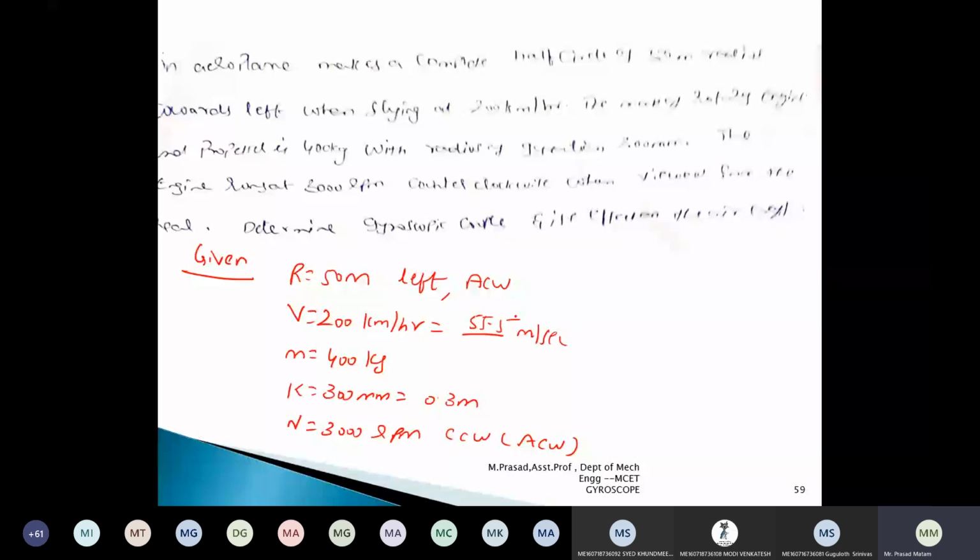C is equals to I omega. So these kind of problems you can get for 10 marks in unit 1. Maybe from aeroplane or from ship. Sometimes you can get from two-wheeler and four-wheeler also. But all the formulas are same.